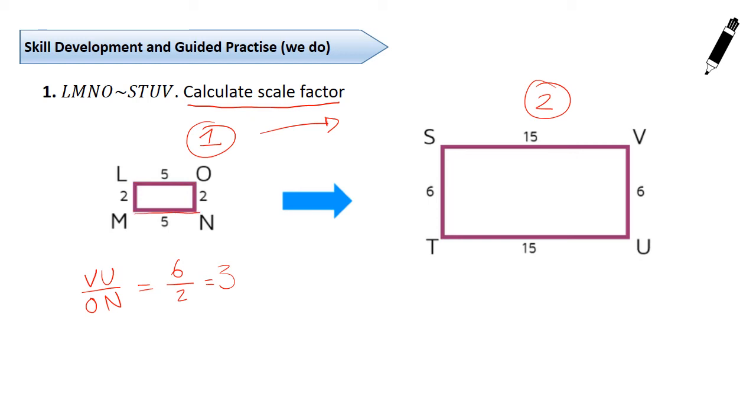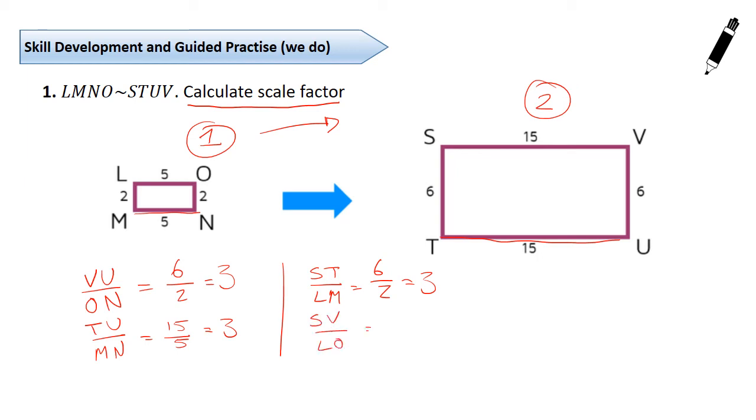MN corresponds to TU. So we're going to go TU divided by MN. TU is 15 divided by MN, which was 5. Good. Same scale factor there. Let's double check the other ones. So we have ST divided by LM. ST was 6. LM was 2. Good. That's also 3. The last one, SV on LO is equal to 15 on 5. And we got 3. So the scale factor of 3, they are all the same.